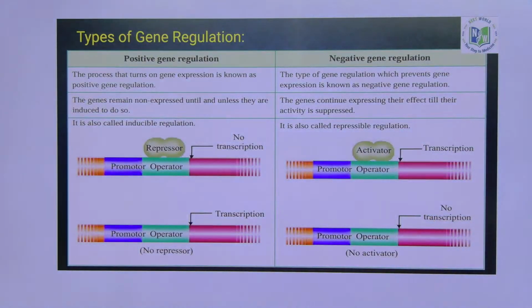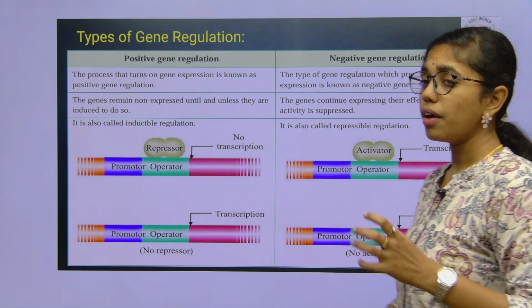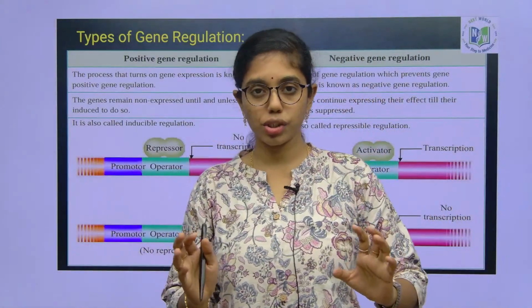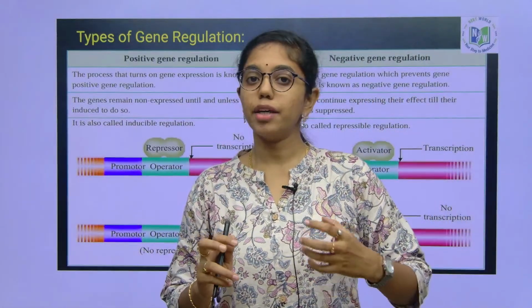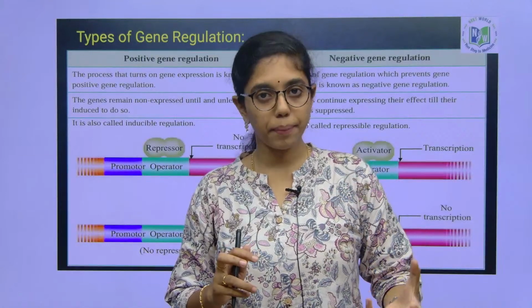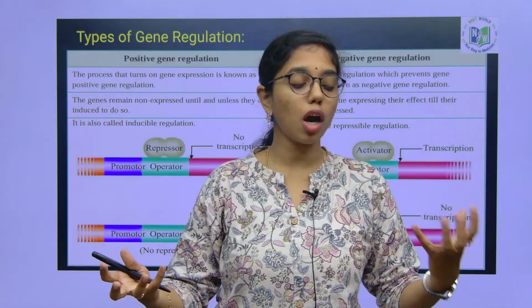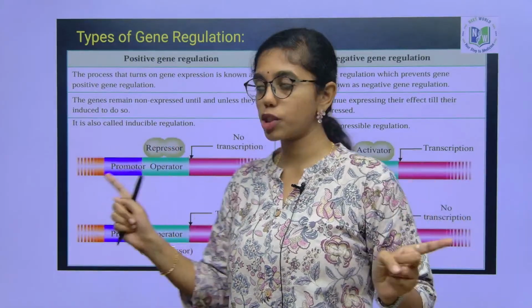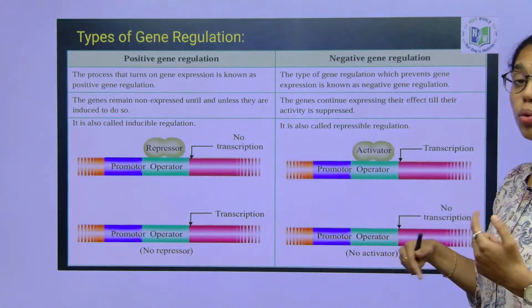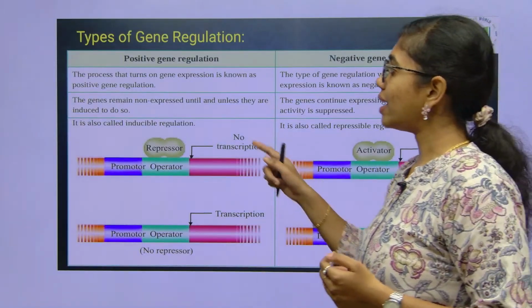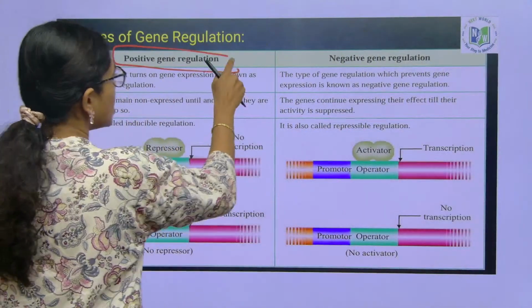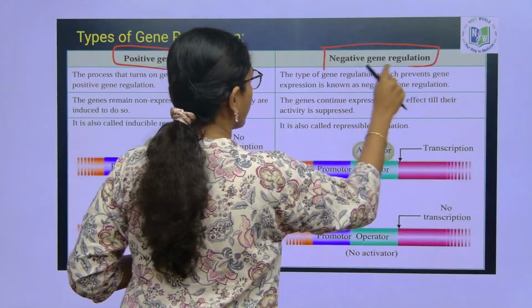And types of gene expression. We have learnt regulated genes. So, regulated genes can either be promoted or inhibited. Based on the expression, if it is a positive response or negative response, we have 2 regulations of gene. One is positive gene regulation, the second is negative gene regulation.